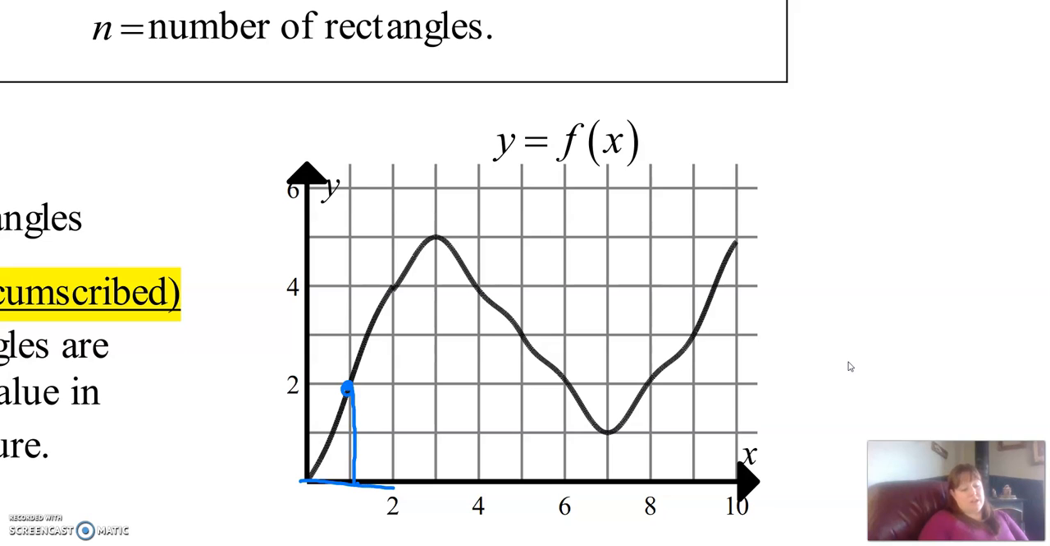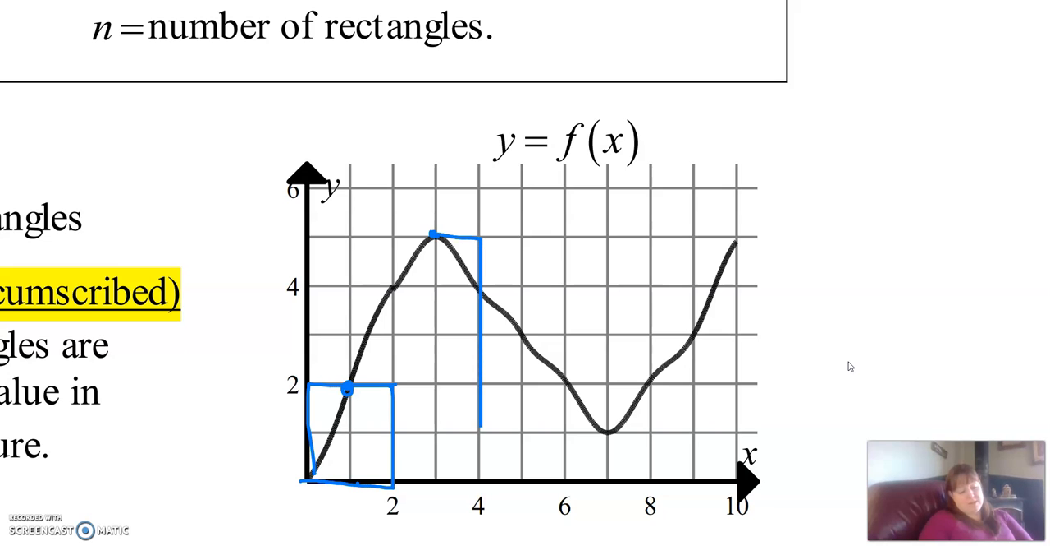Okay, so the function at the midpoint is at 2, so my rectangle is that rectangle. That's the rectangle that I'm going to use. Okay, so then the midpoint of the rectangle that's from 2 to 4 is 3, so that would be right here, right? That's the midpoint.